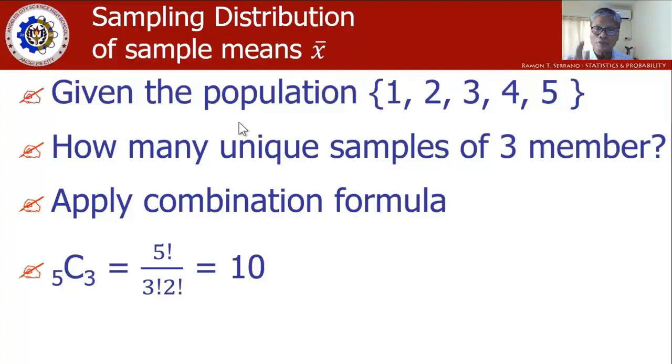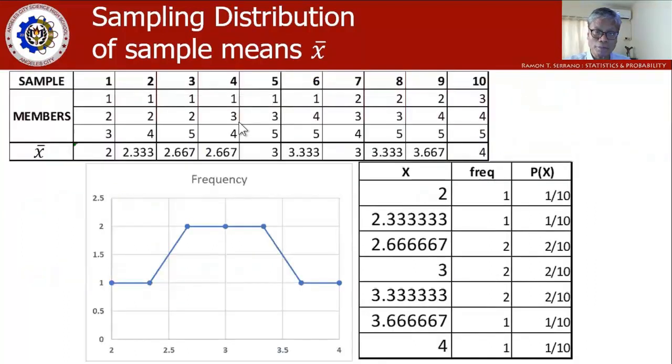Given the population 1, 2, 3, 4, 5, it could be different persons, it could be person 1, 2, 3, or different balls, different numbers, colors, etc. How many unique samples of three members can you create? Of course, applying the combination formula, you end up with a combination of 5 taken 3 at a time. And so 5 factorial over 3 factorial multiplied by 2 factorial at the bottom, you end up with 10.